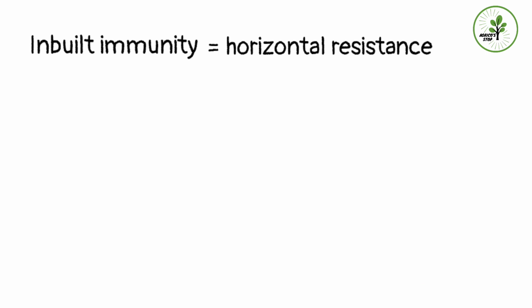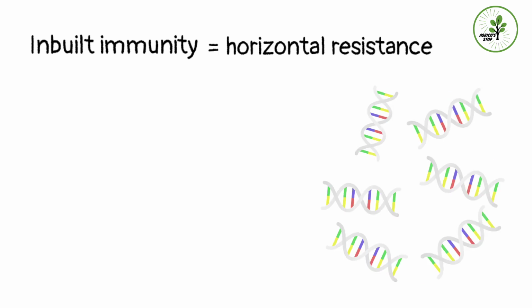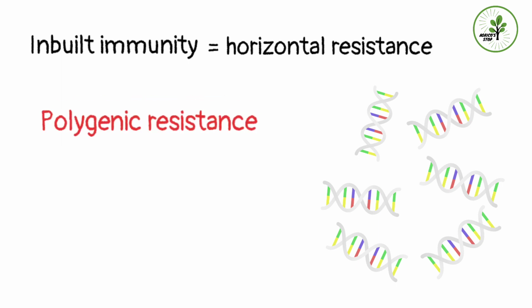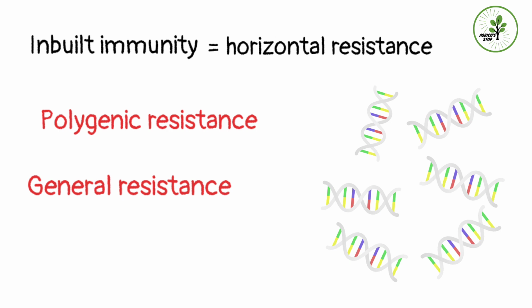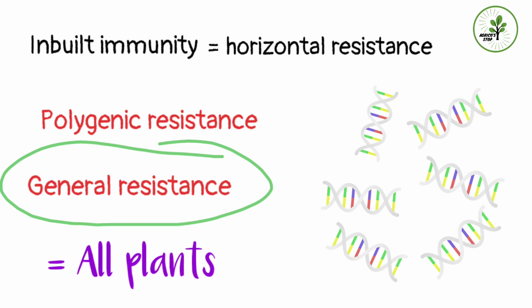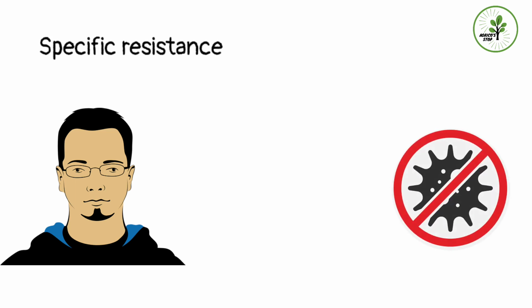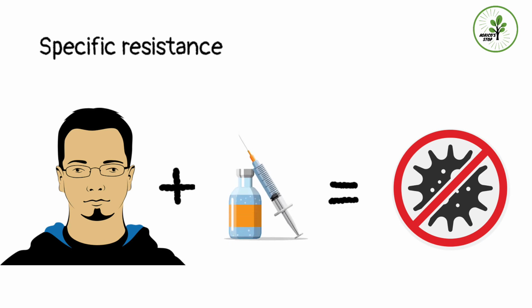This kind of resistance needs to be controlled by a larger number of genes, which is why it is called polygenic resistance. Horizontal resistance is also called general resistance. I hope you are able to figure out why this is called general resistance, because this is found in almost every plant generally. The same person needs a specific resistance to fight against COVID-19, which comes from the COVID-19 vaccine.